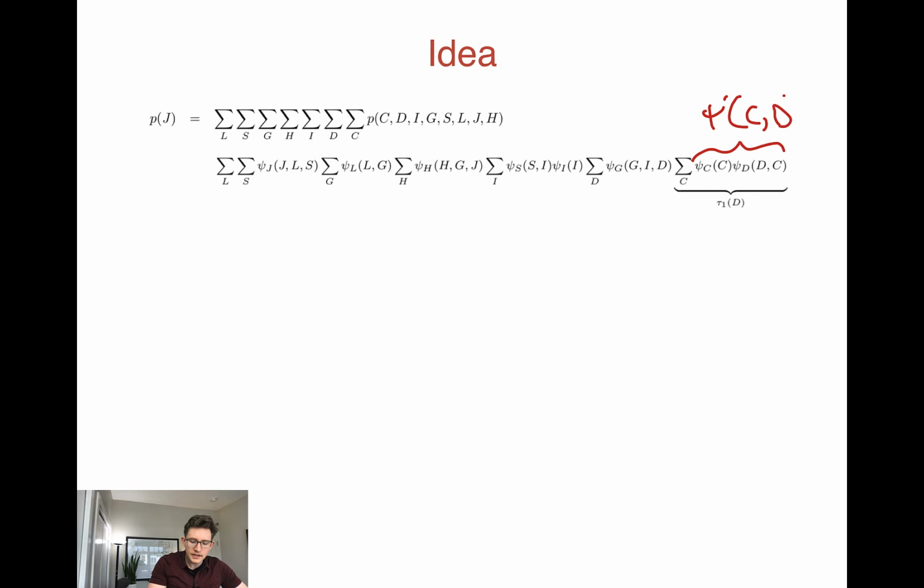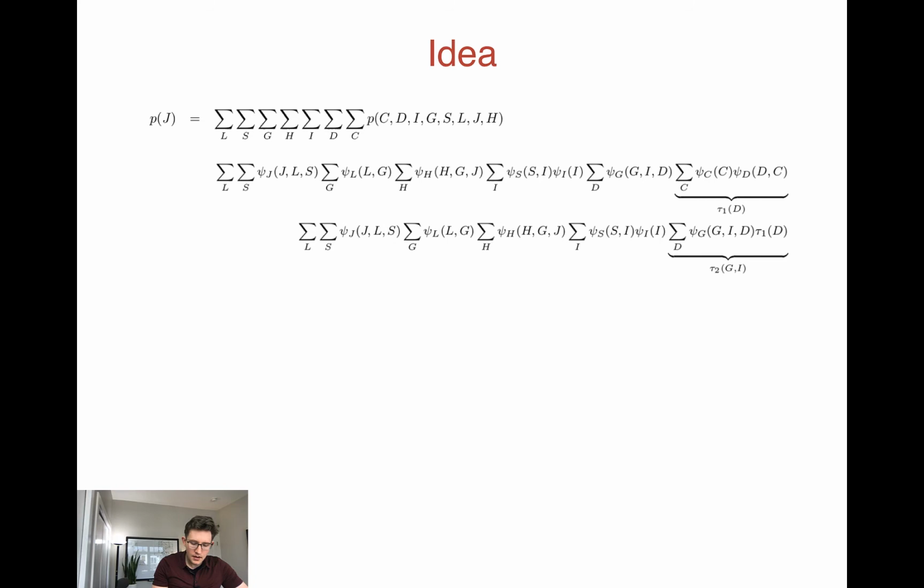And then notice that for C, there's this sum here. So once I take the sum over C, I end up with this new factor that we're going to call tau 1. And then this is just a factor over D. I can continue. Notice that I've taken this whole thing here and I've replaced it with tau D. Notice the critical thing here, which is that C goes away because, again, we've already taken the sum over it.